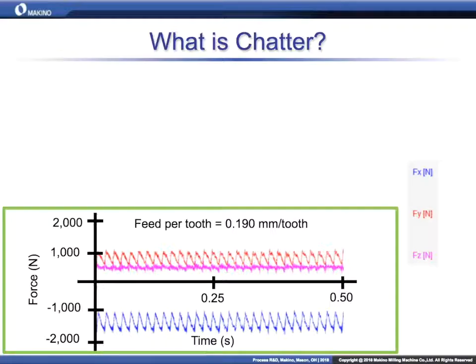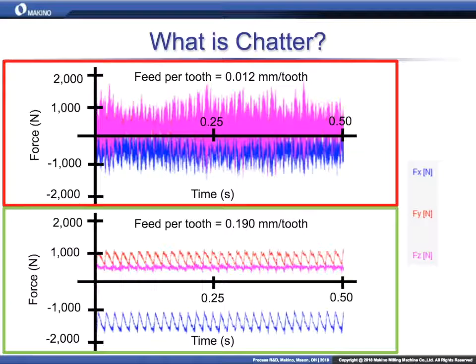At half a thou per tooth, 12 microns, we get this mess of data, and the cutting forces are going much, much higher than what we have below, but with only about 5 to 7% of the productivity. So how is this possible? How could you be getting so much force when taking off so little material?